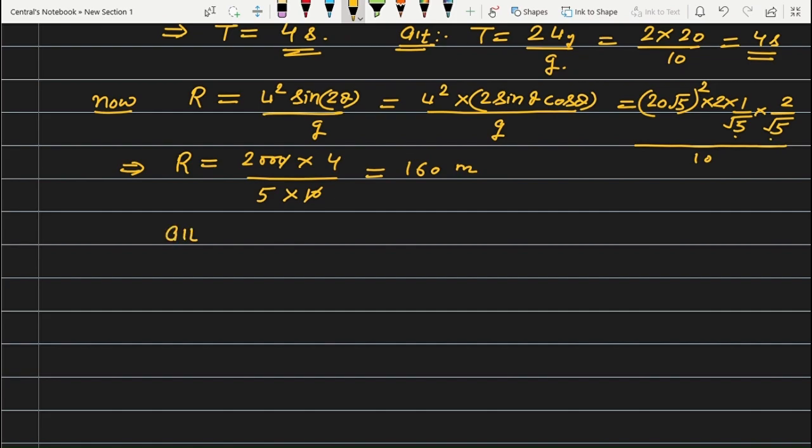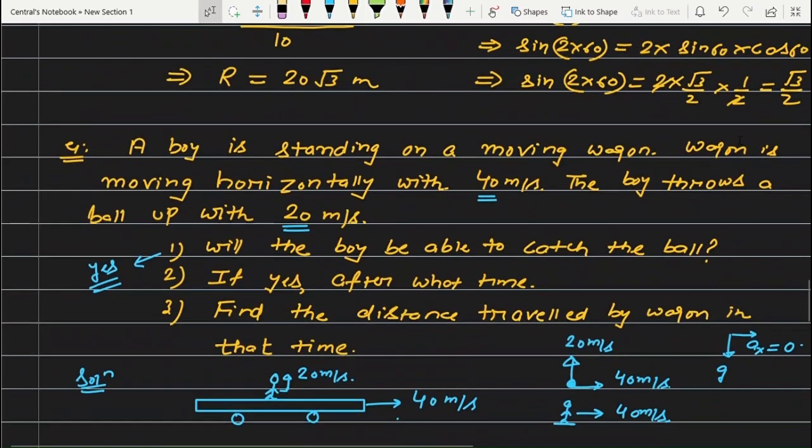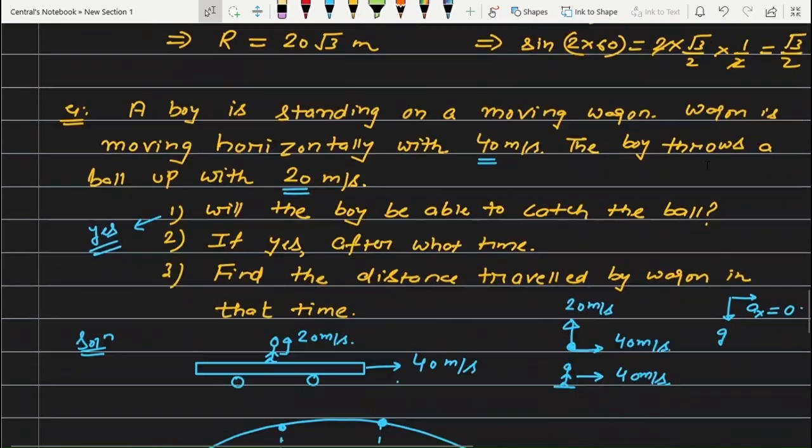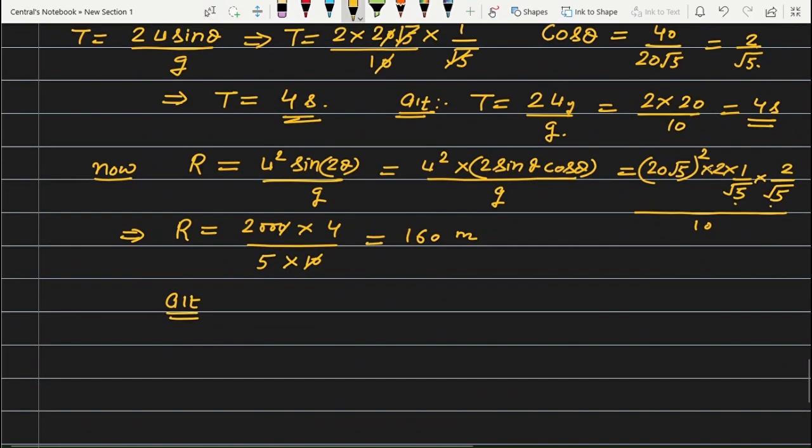But again, an alternative method. Let me remind you, we also studied another formula for range, which was 2ux uy by g. So if we apply range equal to 2ux uy by g, this will be easier in this case. ux is 40, uy is 20 upon 10. So it will again become 160 meters.